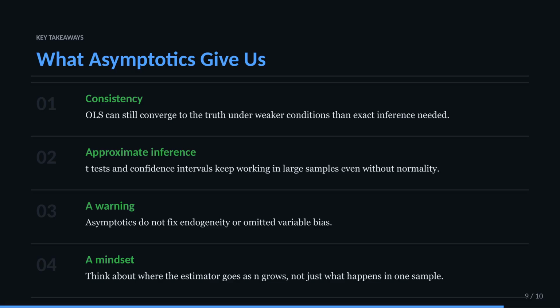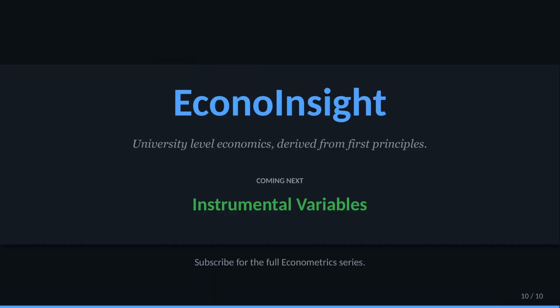Asymptotics is one of the big bridges from textbook econometrics to real empirical work, because it lets us keep useful inference even when the clean exact assumptions fail. Next, we turn to instrumental variables, which is what we need when endogeneity itself becomes the central problem.